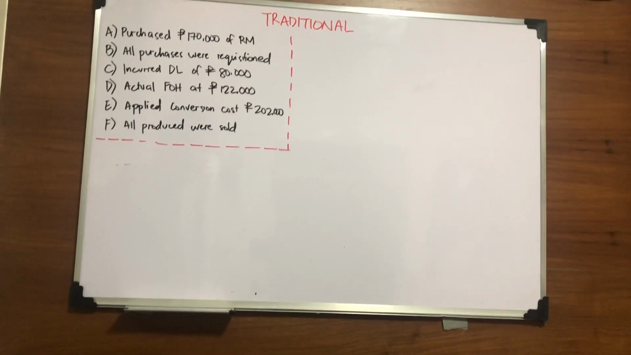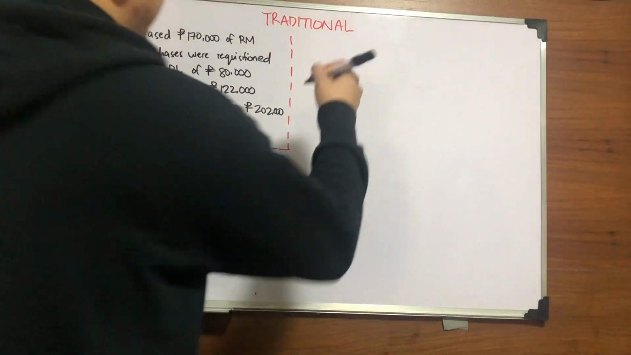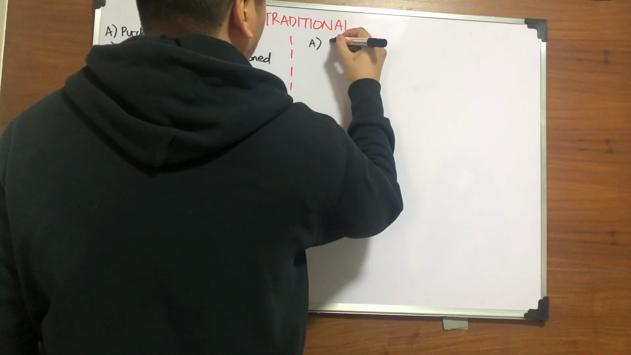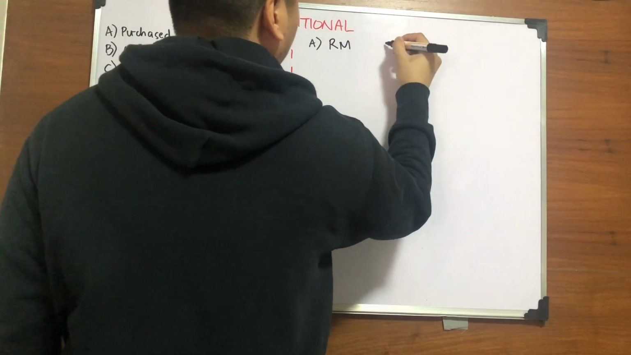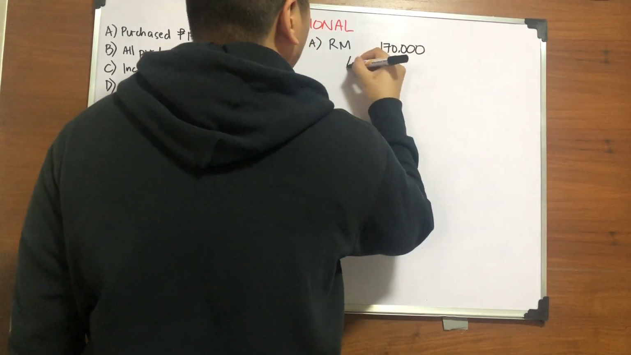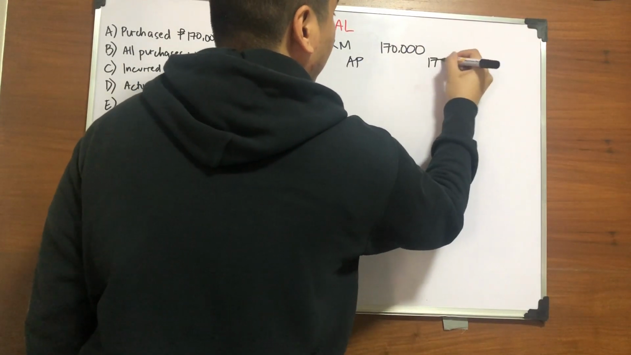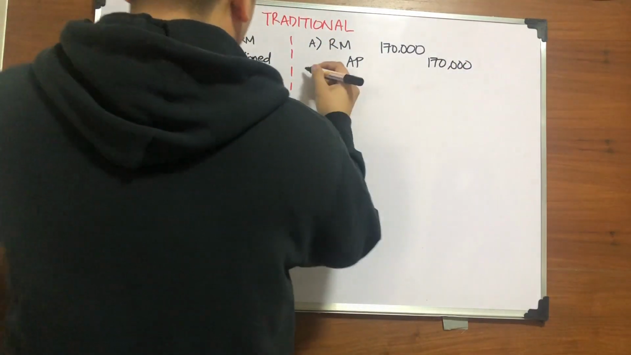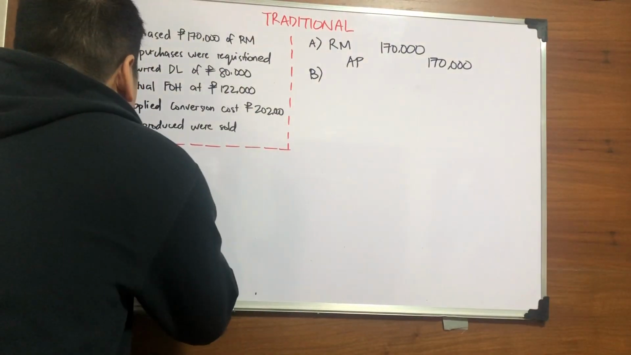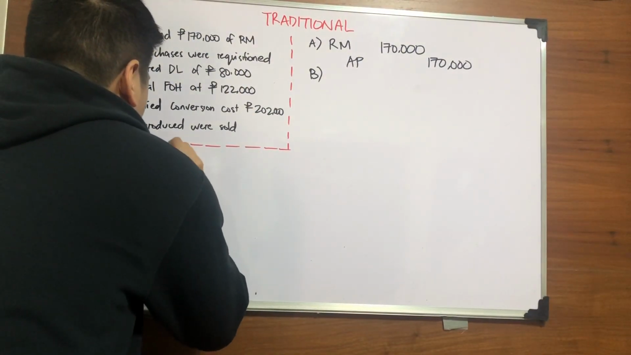So purchased 170 pesos of raw materials. So we do here, we debit materials and we credit accounts payable. Okay, you have raw materials here, 170, and we credit accounts payable for the same amount. Okay, so let's put it here. Let's prepare the account for your raw materials.